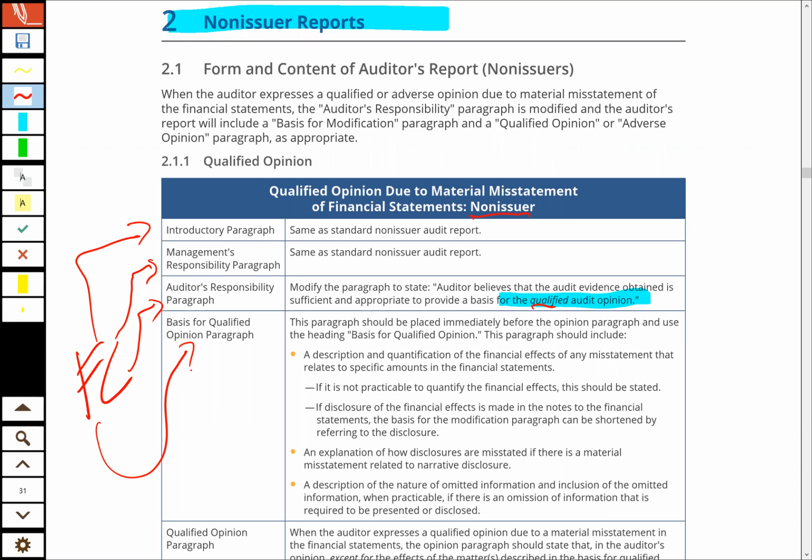The next thing I want you to put on the flashcard is the basis for the qualified opinion. This is going to tell you what our problem was. They didn't follow GAAP. They didn't disclose some leases. They didn't put a green elephant on every page of the financial statements, if that's what GAAP said.